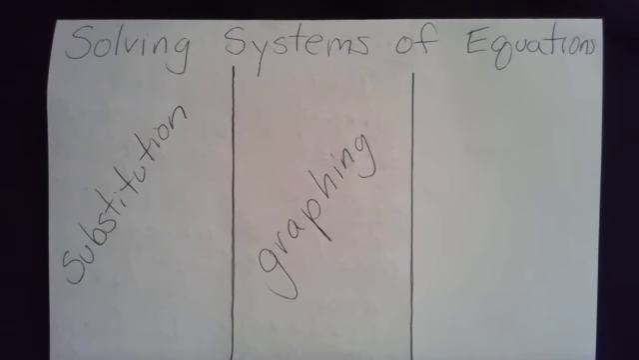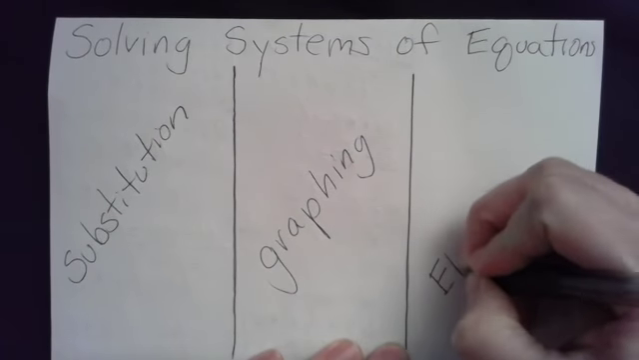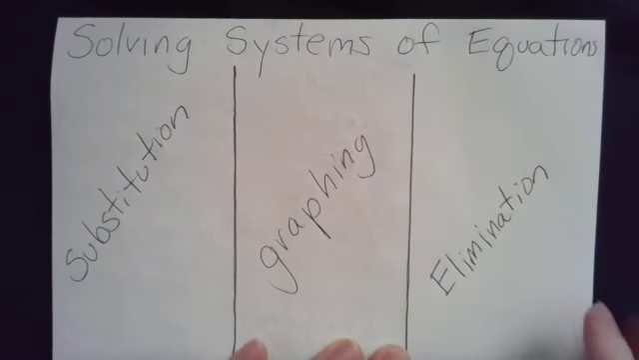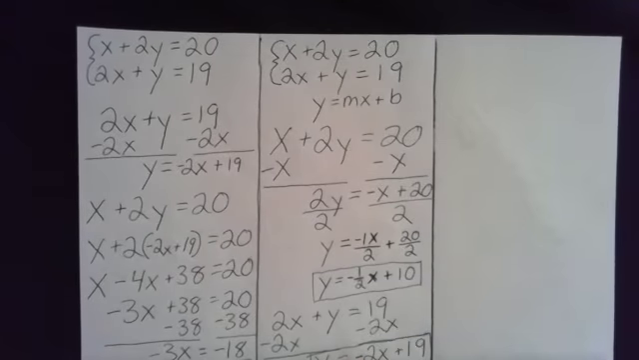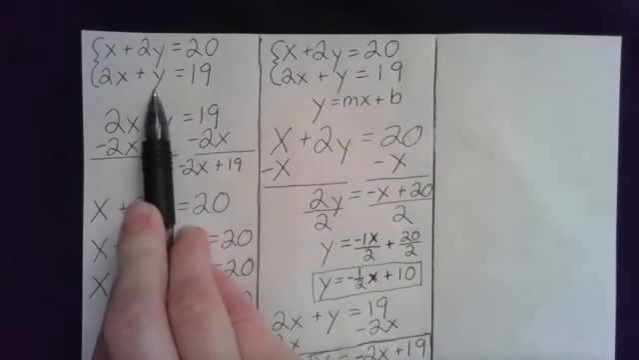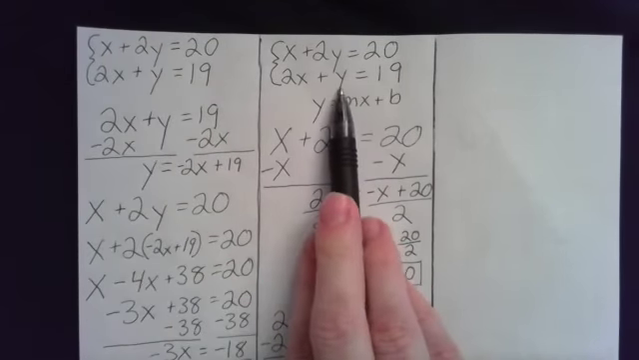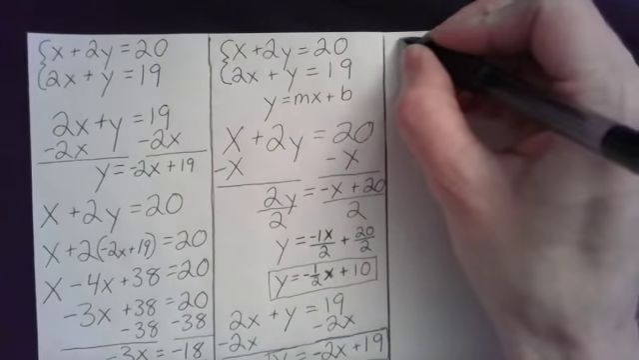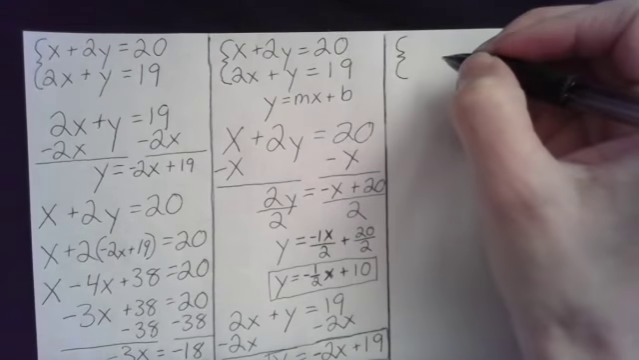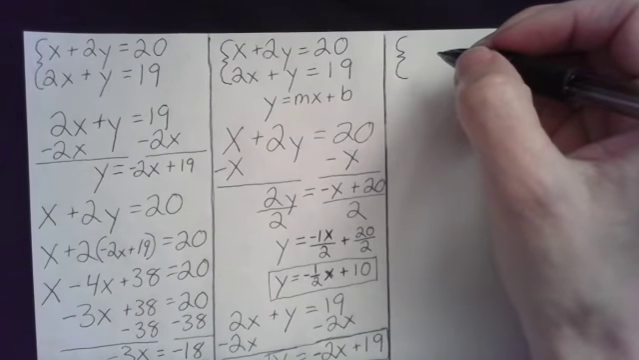Now that you've seen how to do elimination, let's go ahead and add it to our foldable. We're going to write elimination on our last tab. And if you remember with the last two, we started with substitution, then we did graphing, and we used the same system of equations. We're going to use that same system of equations so you can see how it works with elimination.